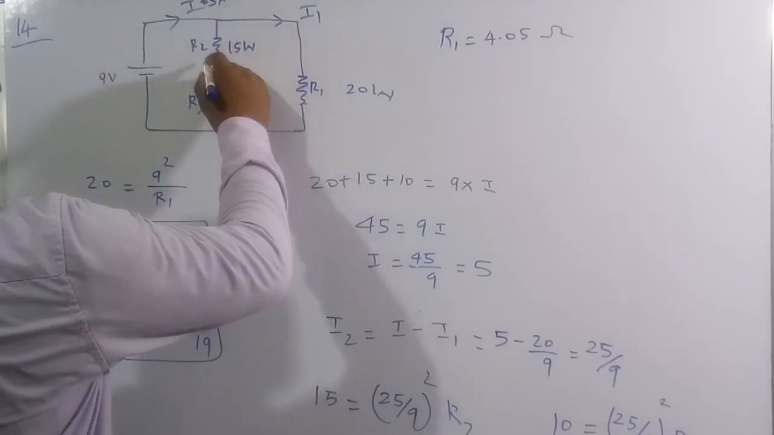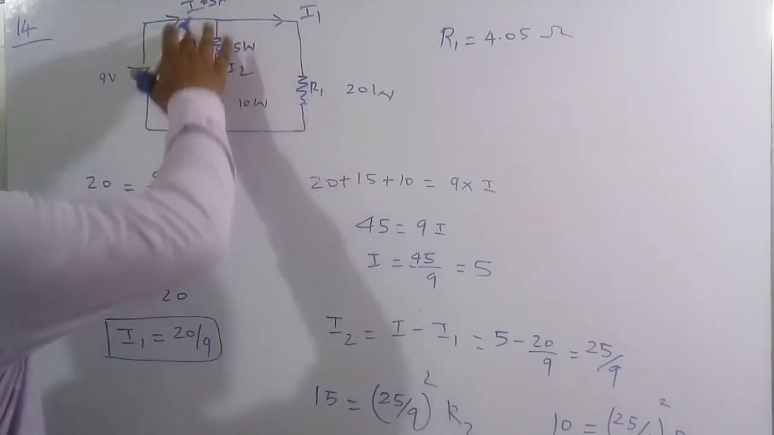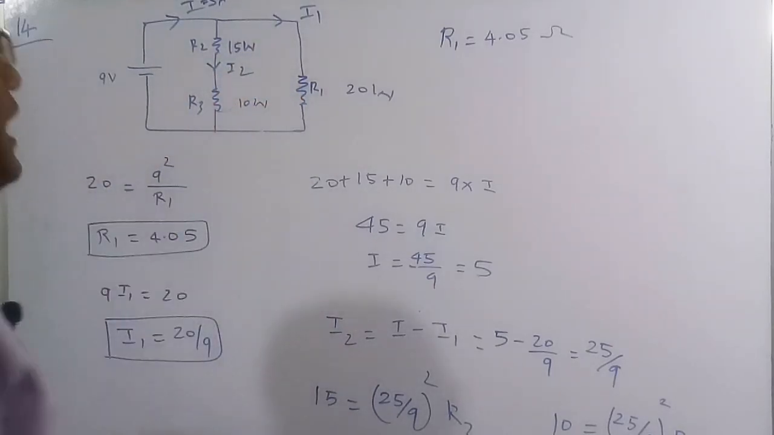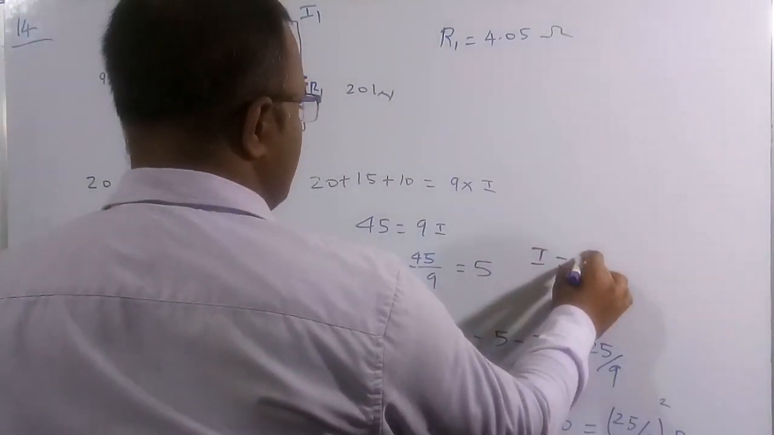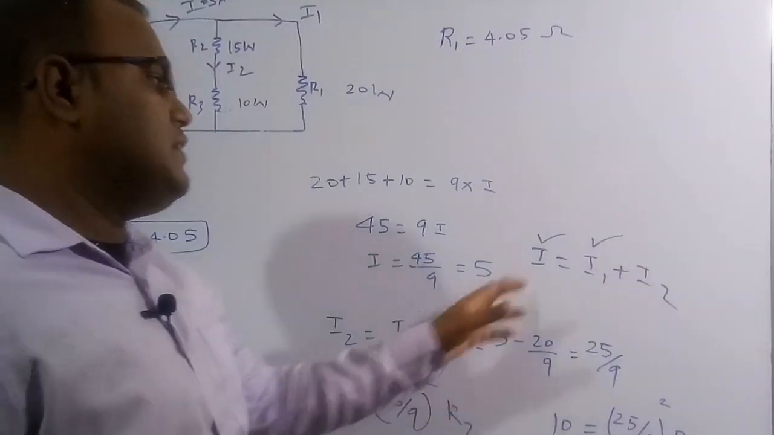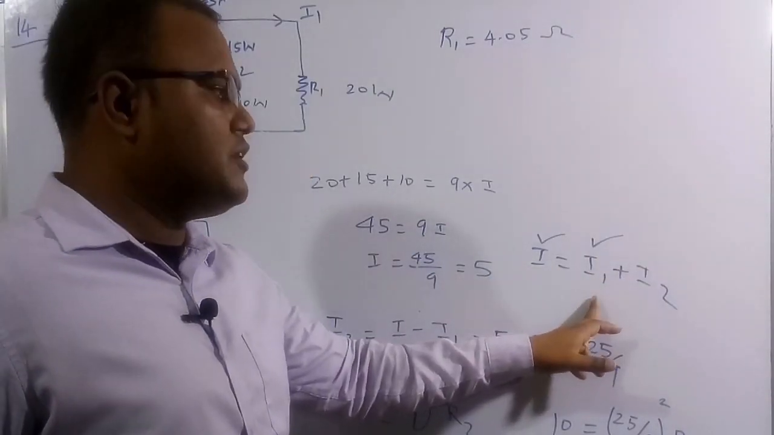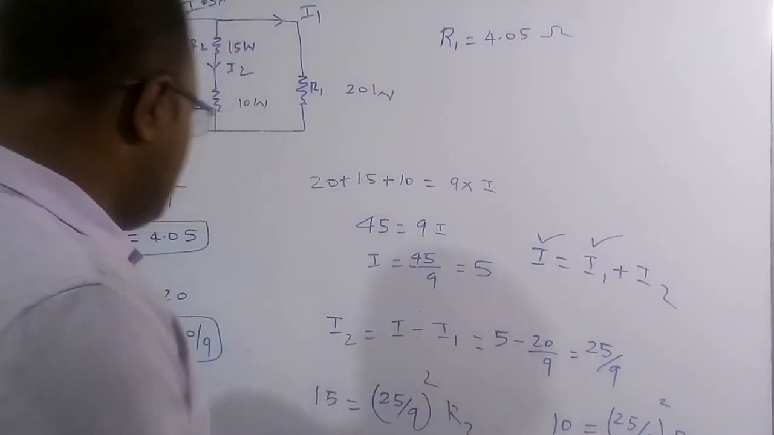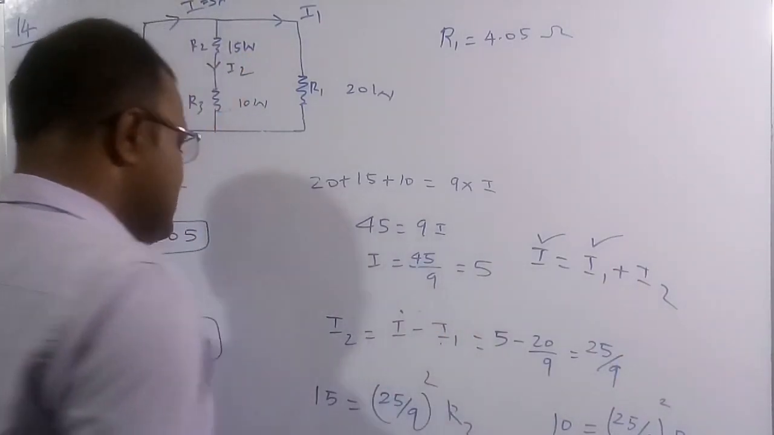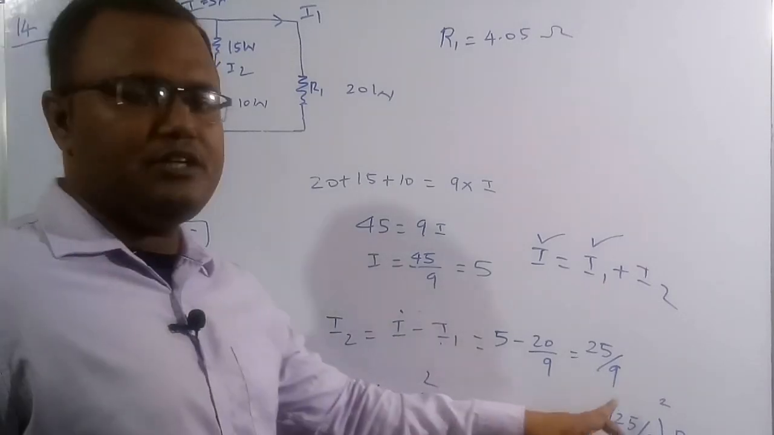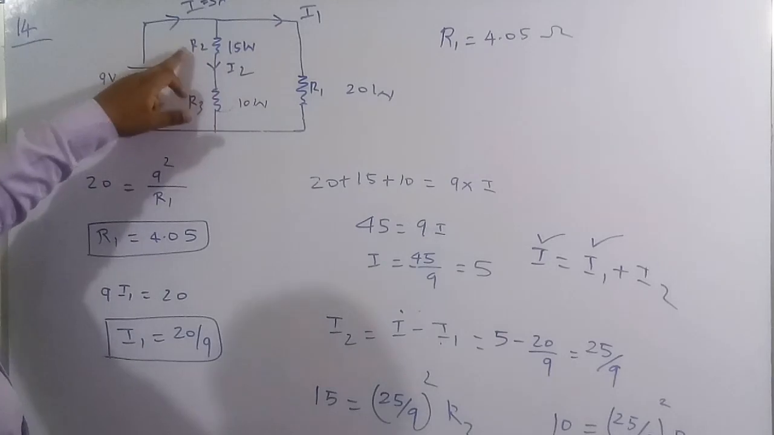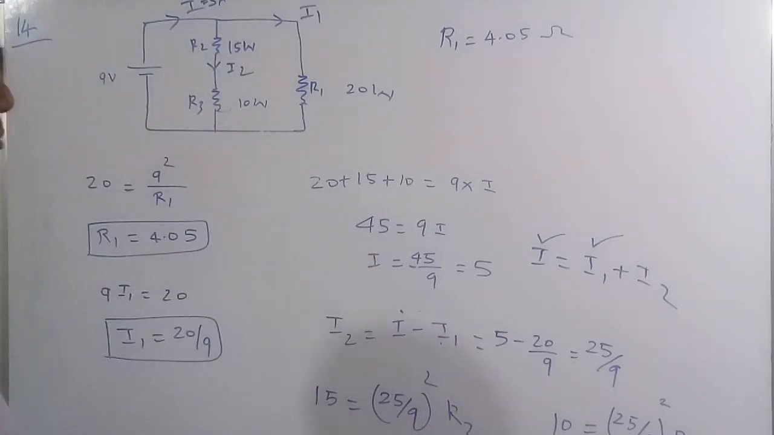Now I want to know the value of this I2. The incoming current is I and the outgoing currents are I1 and I2. So therefore I is equal to I1 plus I2. I know the value of I and also I1, but the only thing I don't know is I2. So therefore I2 is equal to I minus I1. The value of I is 5 ampere and the value of I1 is 20 by 9. If you substitute, you are going to get 25 by 9. So the amount of current going through R2 and R3 is 25 by 9.